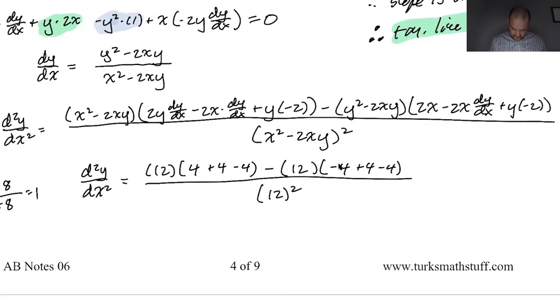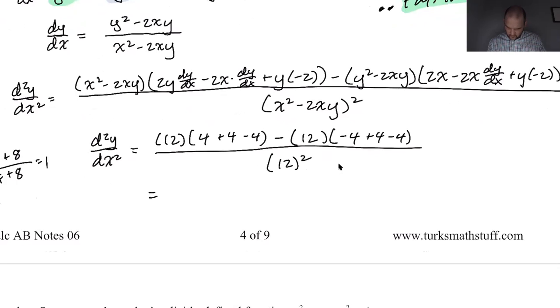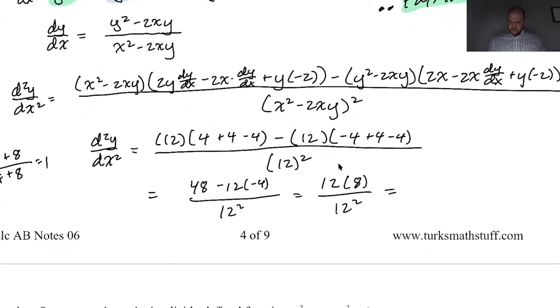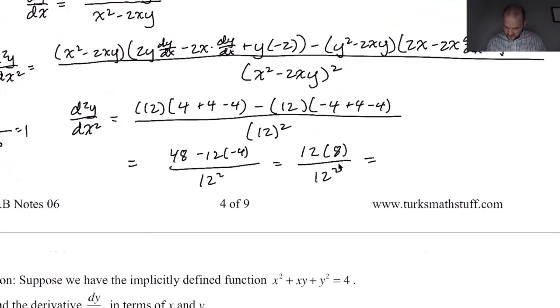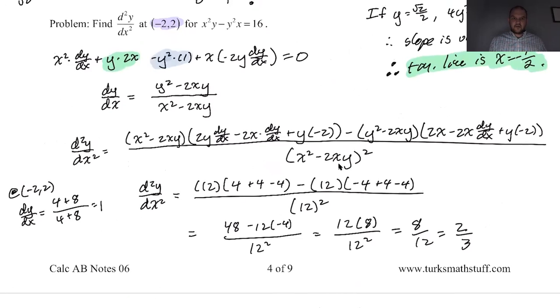Whew. All right, so what are we dealing with here? We got 4. Basically you have 48 minus 12 times negative 4, over 12 squared. So really you have 12 times 8 over 12 squared, which is 8 over 12. Divide everything by 4. Could it really be just 2/3? I don't know. I'm going to check it.